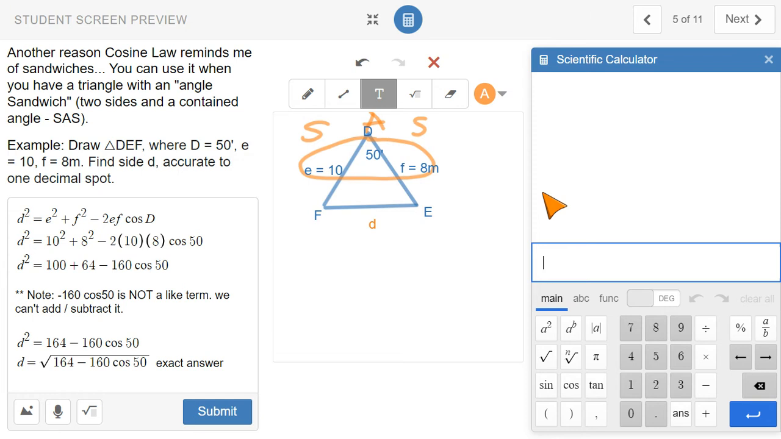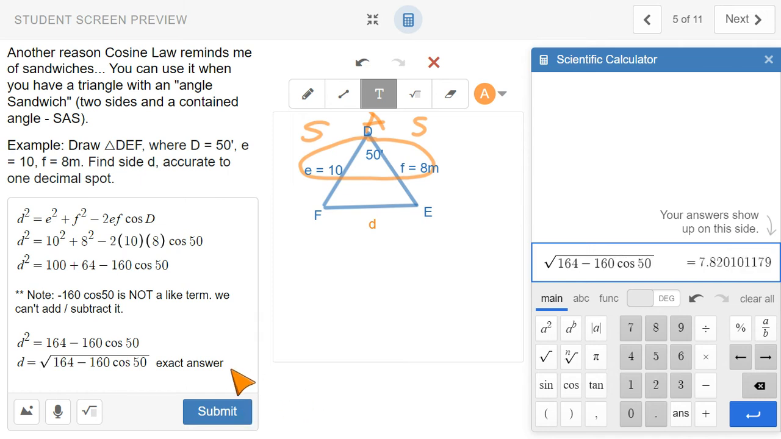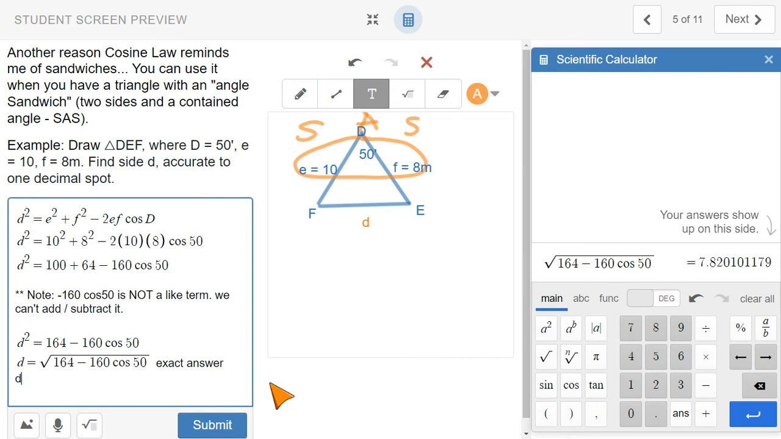Let's put this into our calculator to get our rounded answer. The square root of 164 minus 160 cosine 50, and we have D is equal to 7.8 meters.